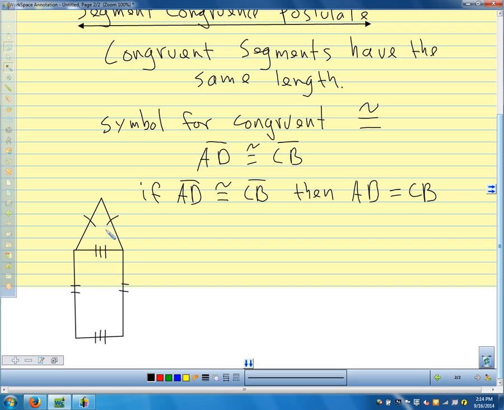Yes? The number of tick marks doesn't matter. Look at the ones with the same number of tick marks. So this one has 3, and this one has 3, so that tells me they're congruent. This one has 2, and this one has 2, that tells me they're congruent. So we're just comparing the ones with the same number of tick marks. 3 tick marks doesn't mean it's bigger, it's just the way we're keeping track. Okay? All right, any other questions? This is how we show congruence on figures.